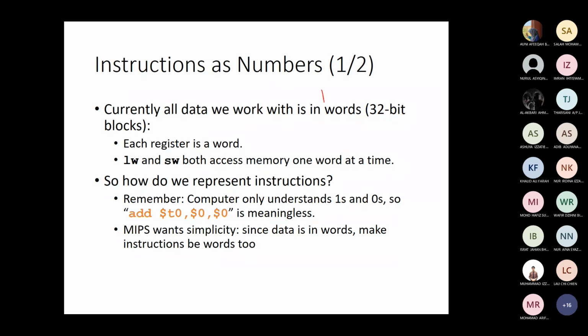Okay. So one word means one block. One word is equal to one block and is equal to 32 bits of data. Okay. So each register is a word. So the size of each register, the size of T0, is 32 bits.